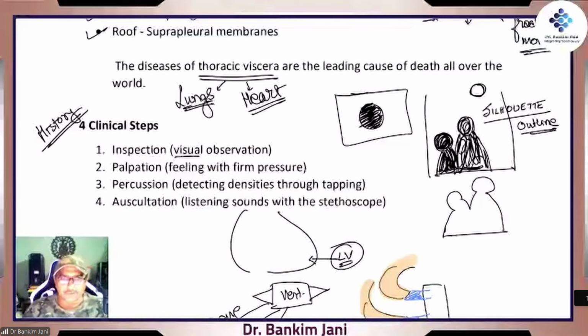So coming back to this, that was the inspection. Second is palpation, feeling with firm pressure. That is when you touch the patient. Percussion is detecting densities through tapping. You put this finger and then you try to tap. When you tap, if the inner substance is hollow, the sound would be different. If it is firm, the sound would be different.